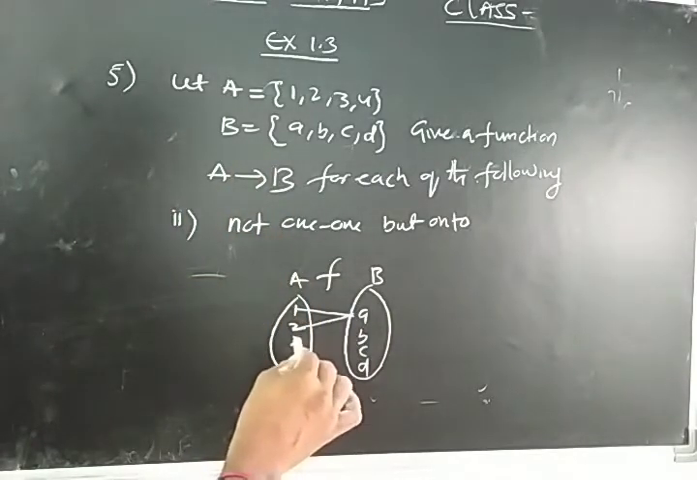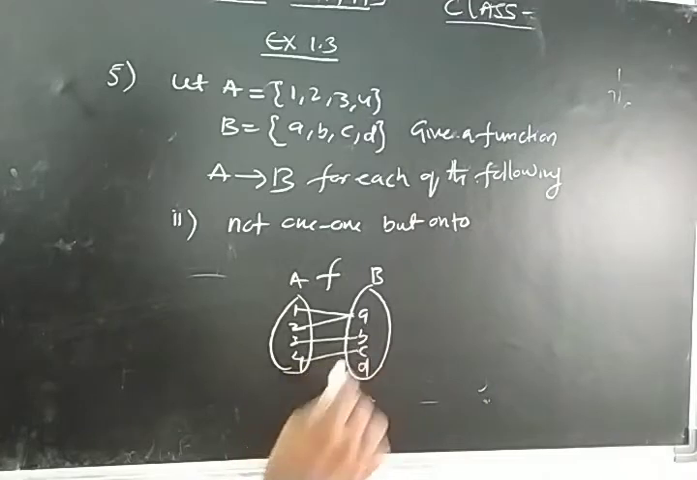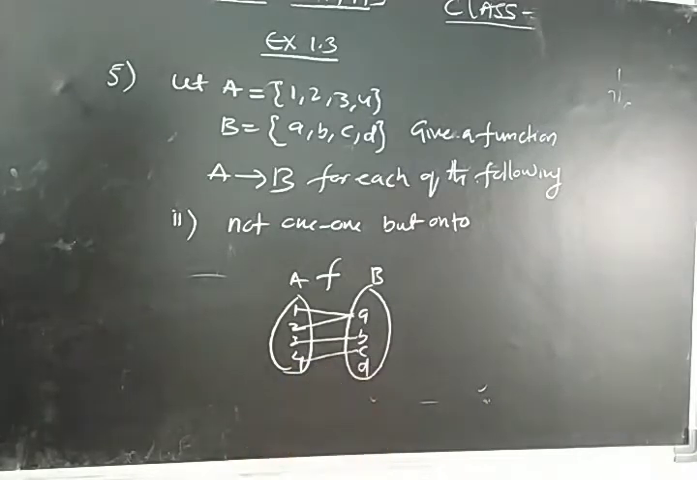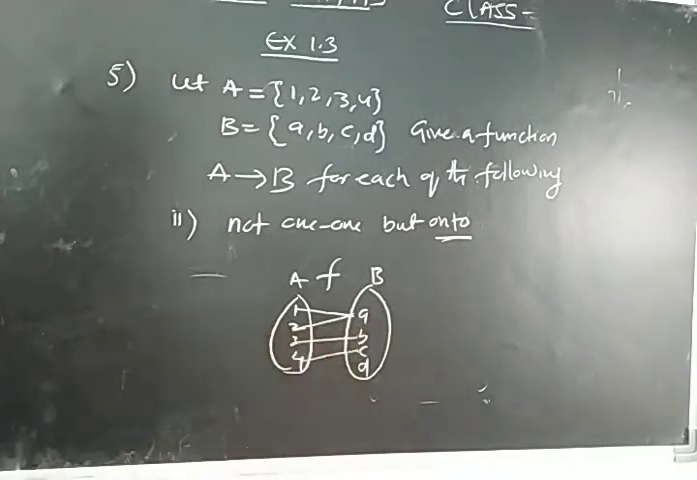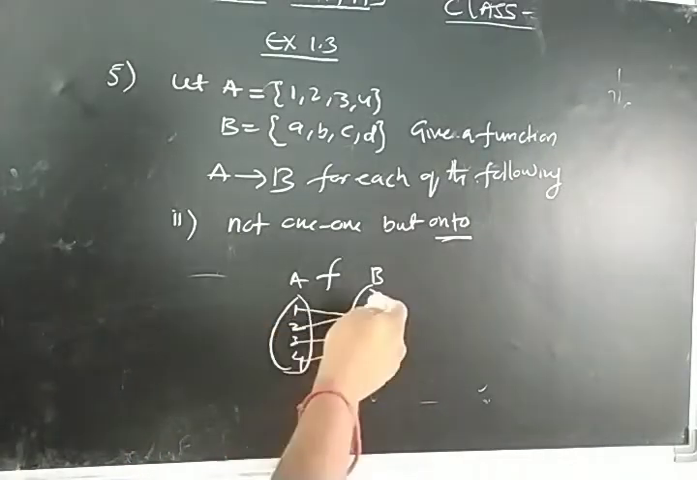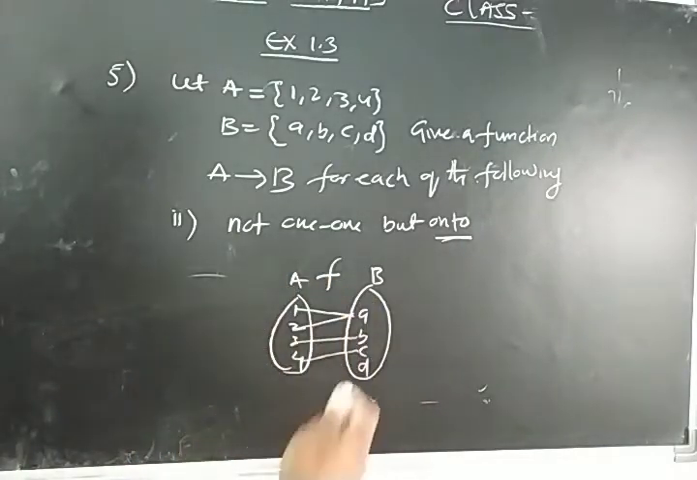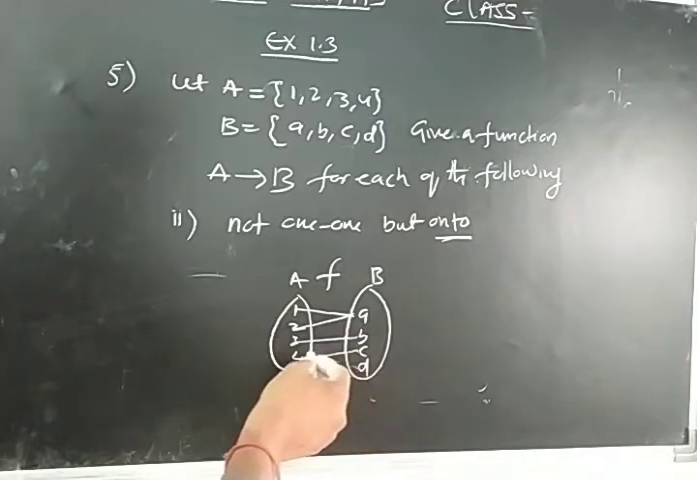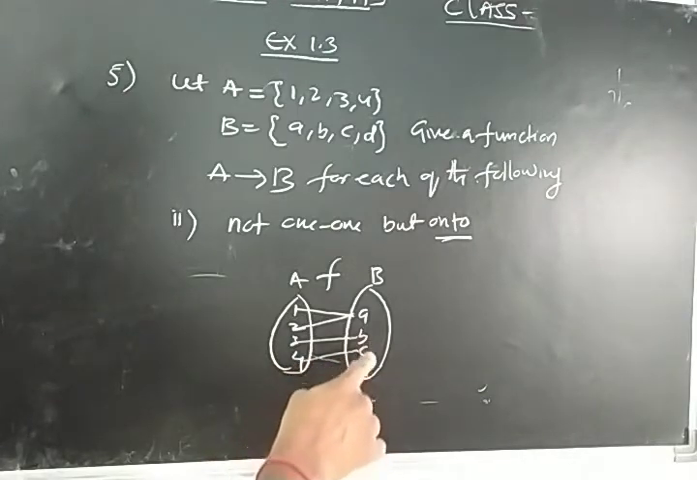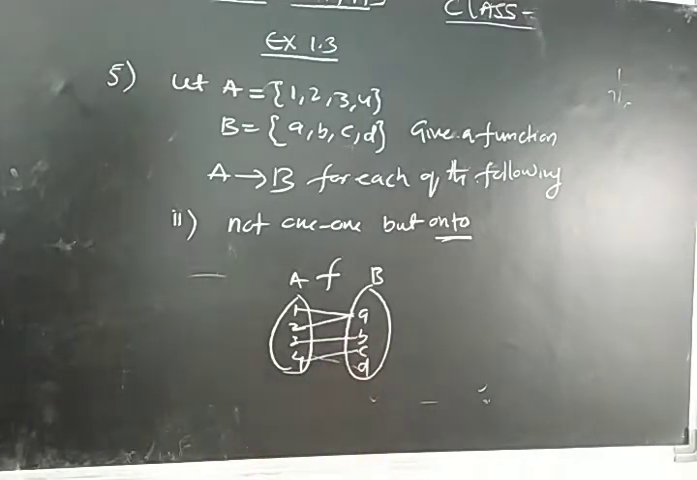Suppose I am taking 3 to B, 4 to C. Next, what about D? Can we relate with D? Why? Because we need onto. Onto means every codomain element we should relate with a pre-image. But A is related already. It is related with two elements. B is related with 3, C is related with 4. D we cannot relate with any one element. If you relate with any one element having two images, it will not be a function. So it will affect the definition of function.